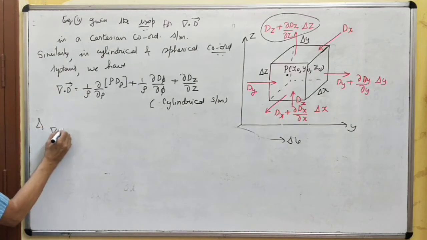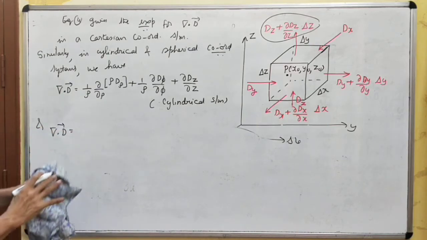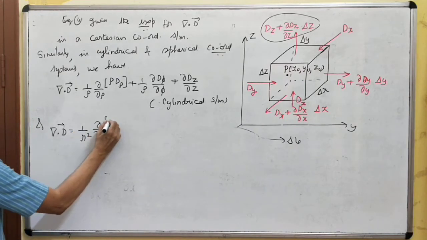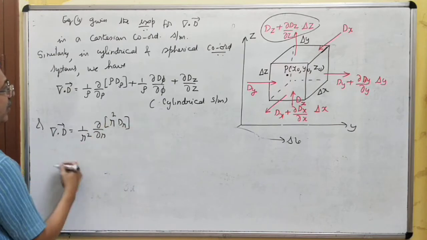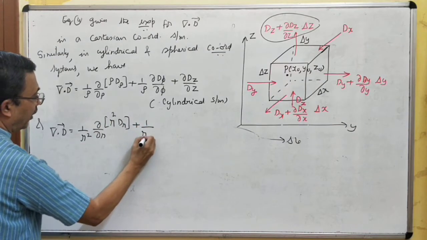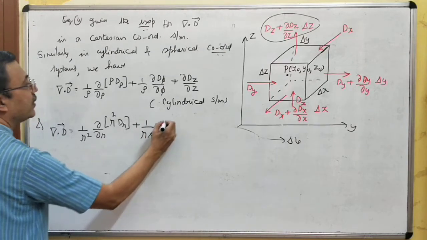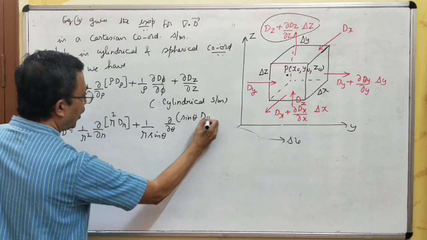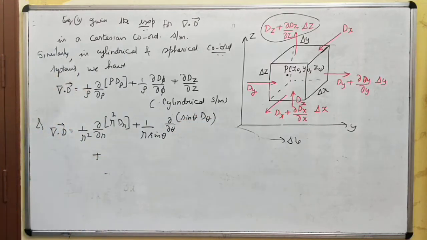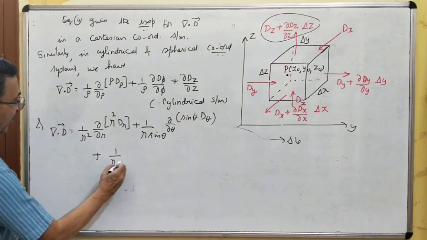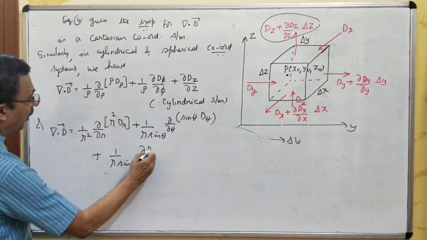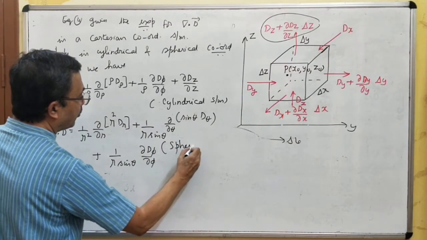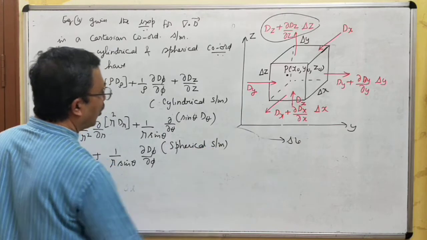And divergence of vector D in spherical. First I will write variation in r direction. What it is? 1 by r square dou by dou r operating on r square D r. Next, variation in theta direction, 1 by r sin theta dou by dou theta operating on sin theta D theta. Next, variation in phi direction, 1 by r sin theta dou D phi by dou phi. This is in a spherical coordinate system.